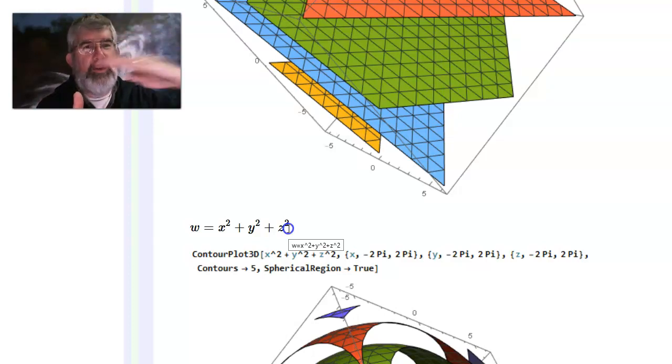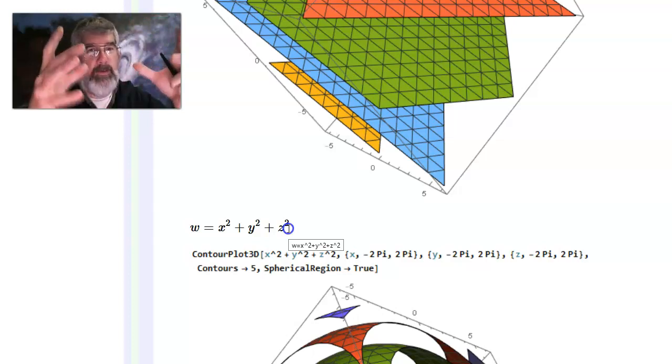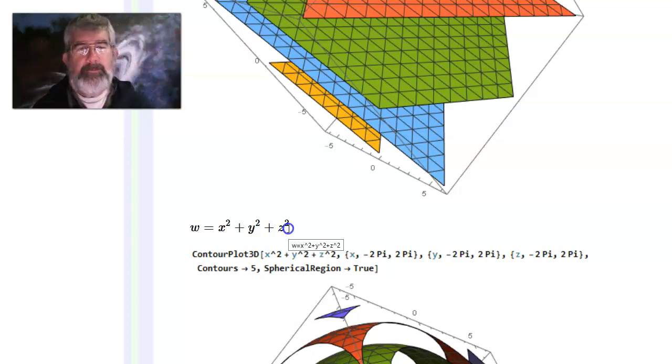The level curves we saw in the previous video were circles, right? That is, when you cut that paraboloid with z equals a constant, you've got a circle. And depending on how high or low you cut, you've got either bigger circles or smaller circles, right? Well, here what happens, if you slice it at w equals 0, then you've got 0 equals x squared plus y squared plus z squared. That's just a single point.